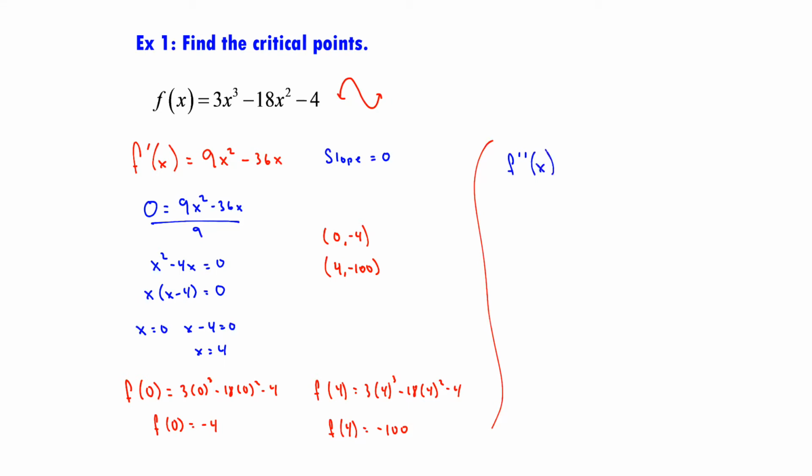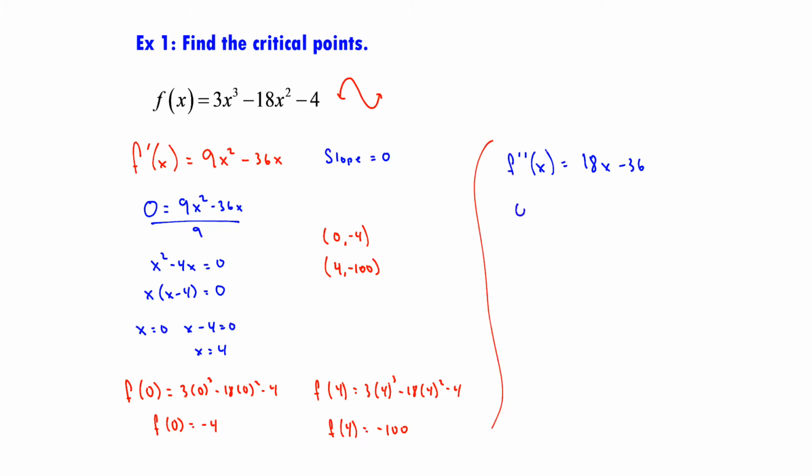So we're going to find the derivative of the derivative. We're finding the derivative of this one. That's the first derivative. So that'd be 9 times 2 is 18, so that's 18x to the first. And then the derivative of 36x is 36. So 18x minus 36. We've gone from a cubic to a quadratic to linear. Okay? Every derivative is going to lose a degree. So now we have linear.